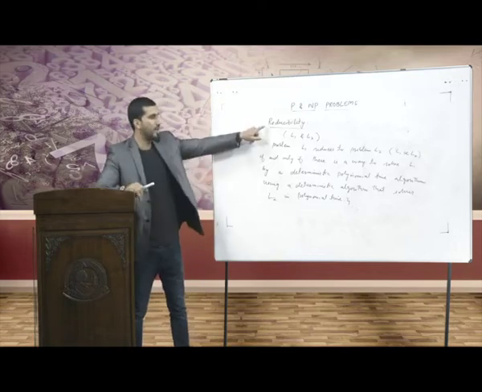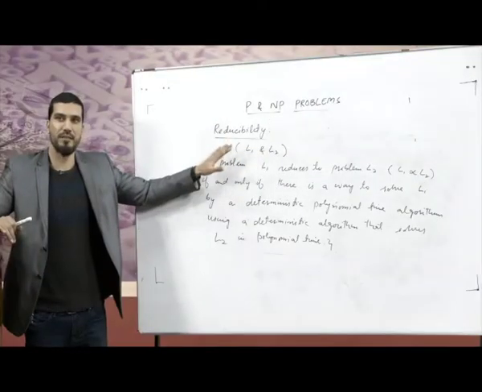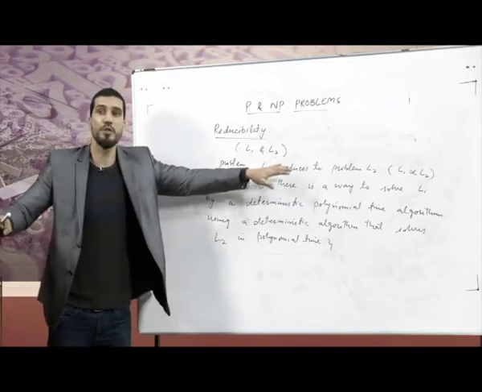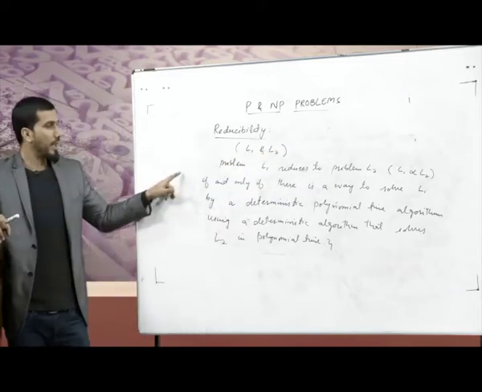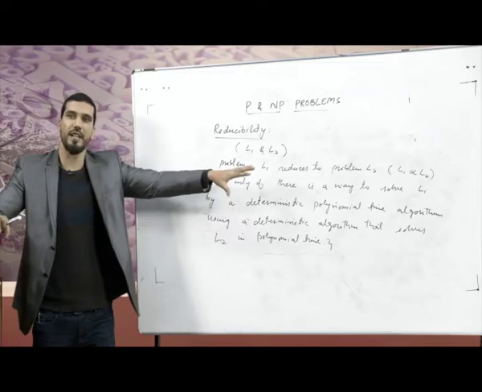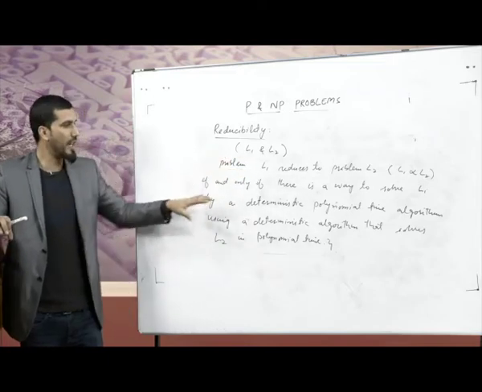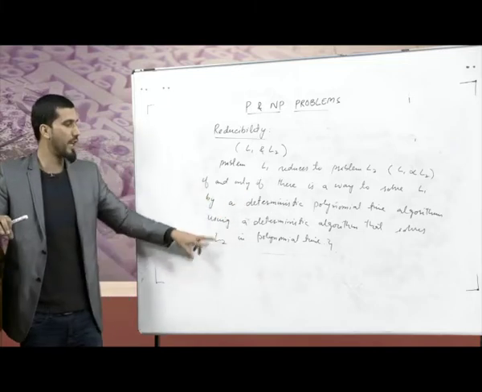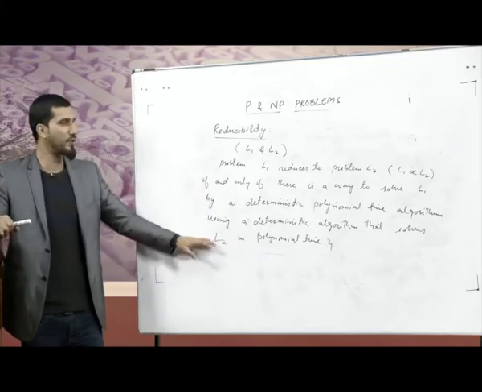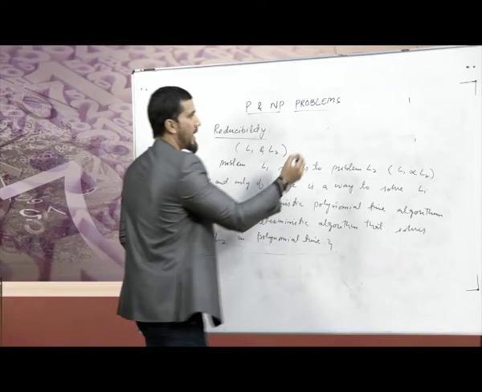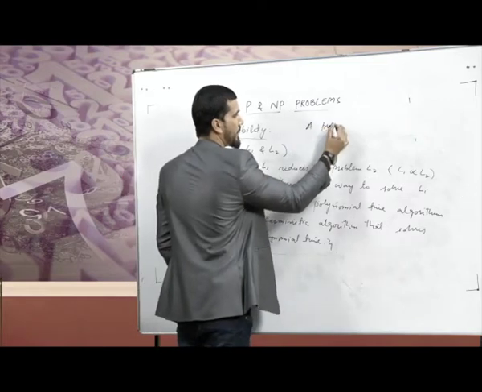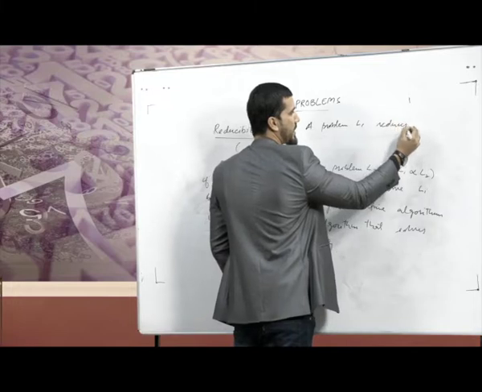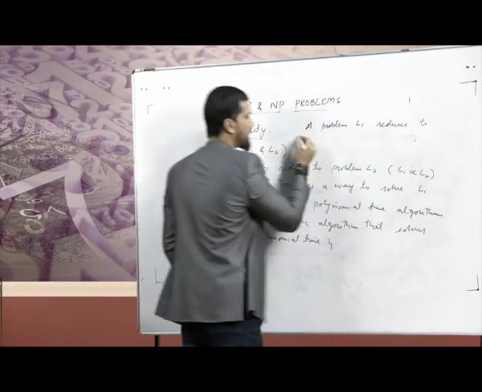So what's reducibility? If we have two problems, L1 and L2, we say that problem L1 reduces to problem L2 if and only if there is a way to solve L1 by a deterministic polynomial time algorithm using a deterministic algorithm that solves L2 in polynomial time. What does this actually mean? This means that a problem L1 reduces to problem L2.